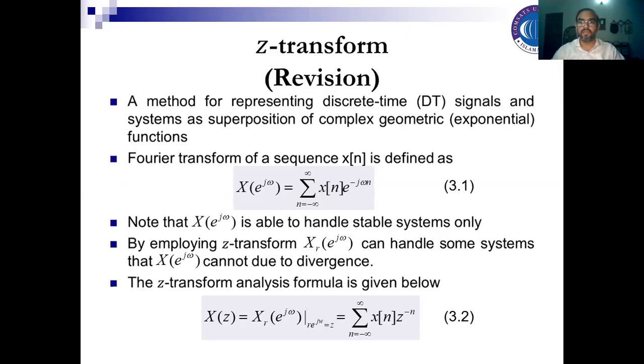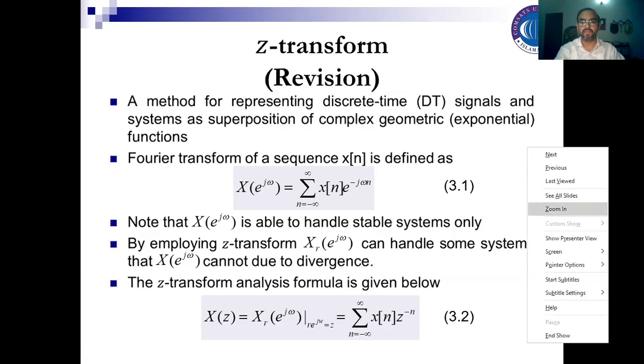So Z transform is a method for representing discrete time signals and systems as a superposition of complex geometric or exponential functions. As you already have studied the discrete time Fourier transform of a sequence x of n, once you take its Fourier transform, it is X of e raised to power j omega, which is equal to the sum over n from minus infinity to infinity of x of n e raised to power minus j omega n.